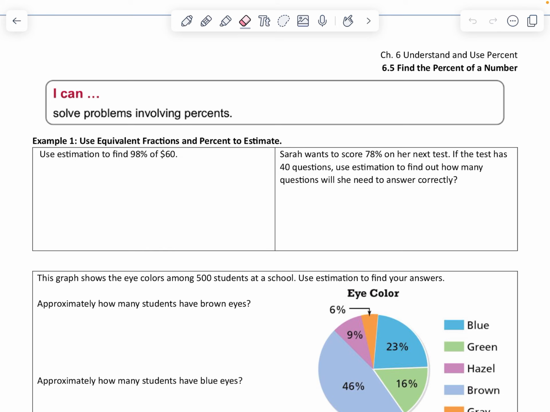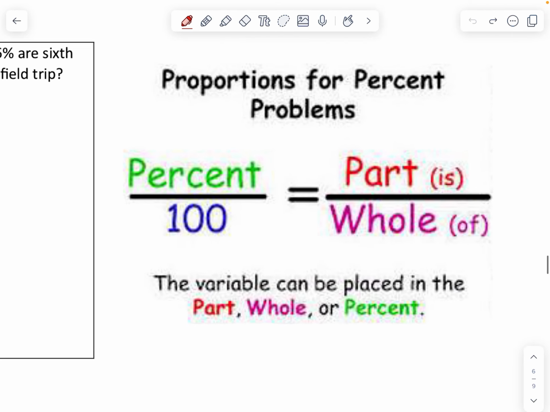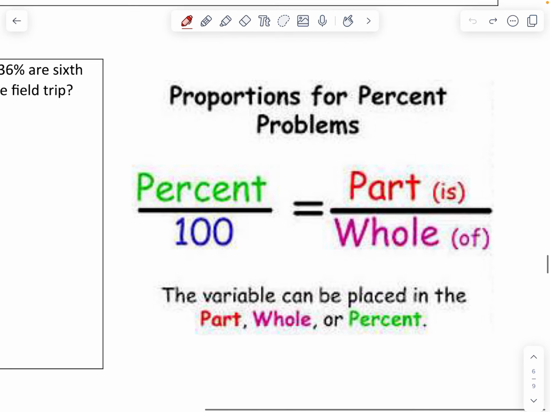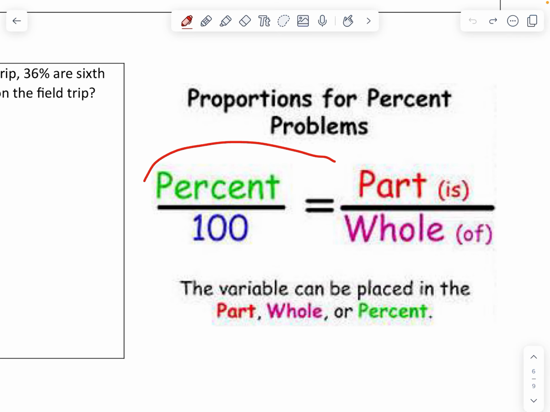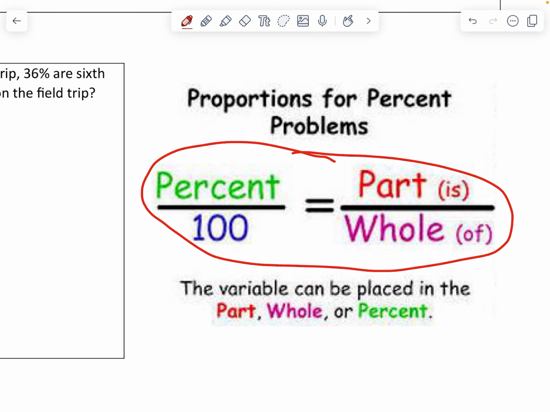On these first few questions, it says to use estimation. We're not going to do that. We are going to follow this proportion right here. So this is our proportion, so it's kind of like a ratio. And to solve it, we use the butterfly method. So hopefully some of you are familiar with that.